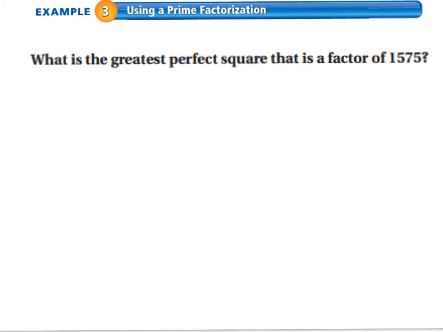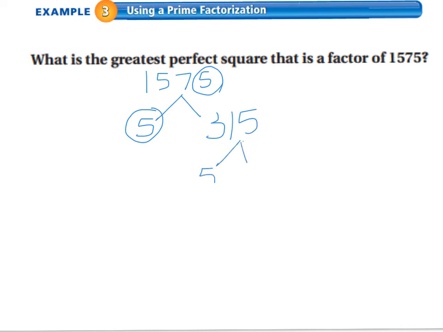Let's do a prime factorization and find any perfect squares that might be factors. Starting with 1575, I see a 5 in the ones place, so I know that it is divisible by 5. So I will start there. 5 is prime, and 5 goes into 1575 315 times. And I see a 5 again, so I know it's divisible by 5 again, so I will do that. 5 goes into 315 63 times.